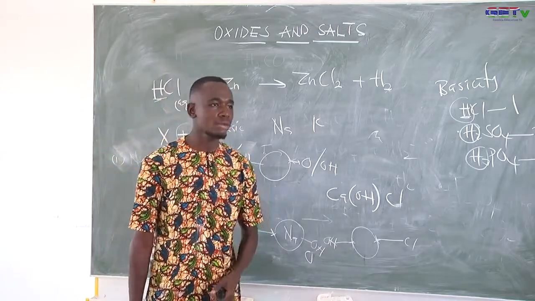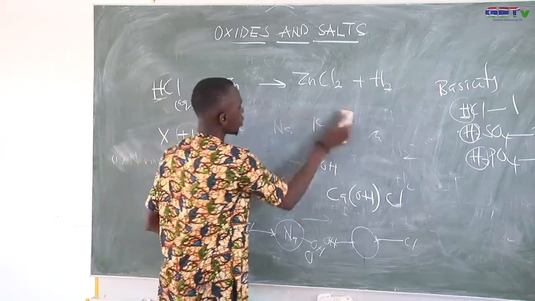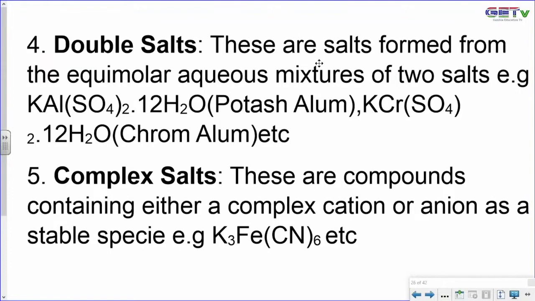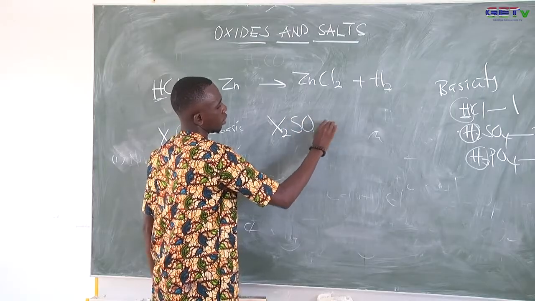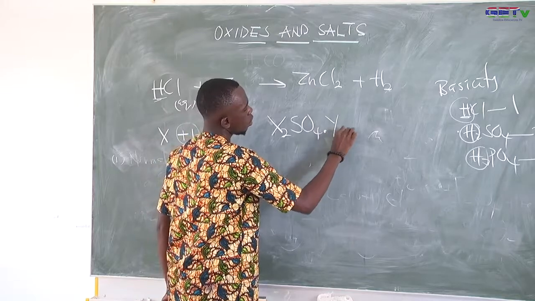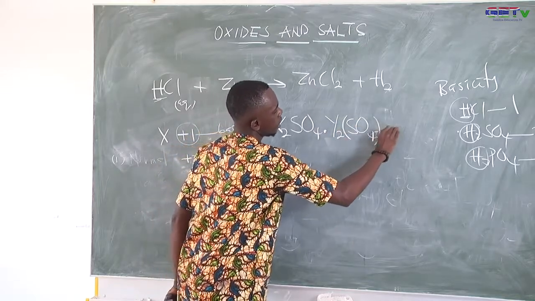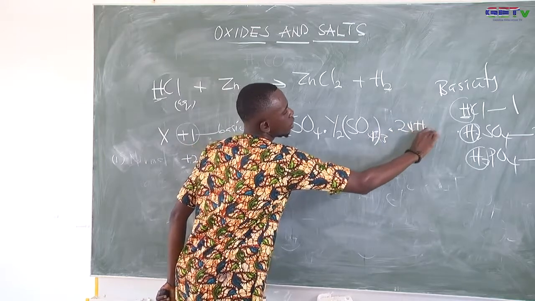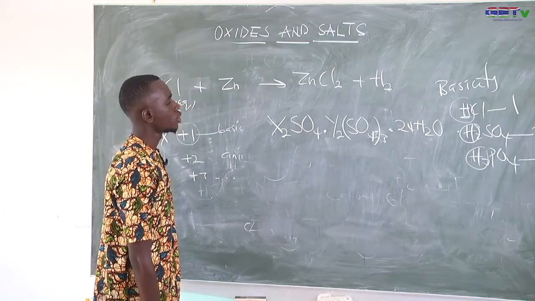We also have double salts. Now, these double salts, they have their own general formula, and the general formula is X2SO4. You also have Y2(SO4)3, and then you have 24 molecules of water. So this is the general formula of double salts.